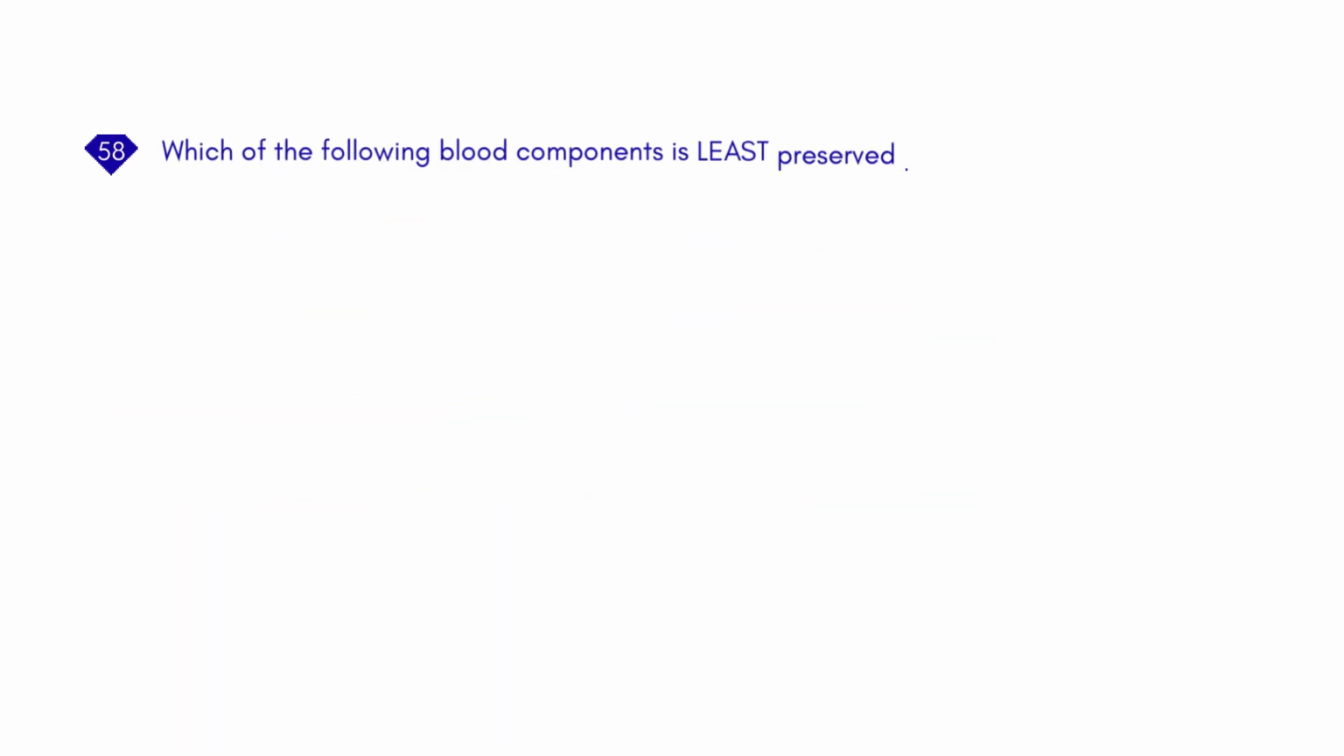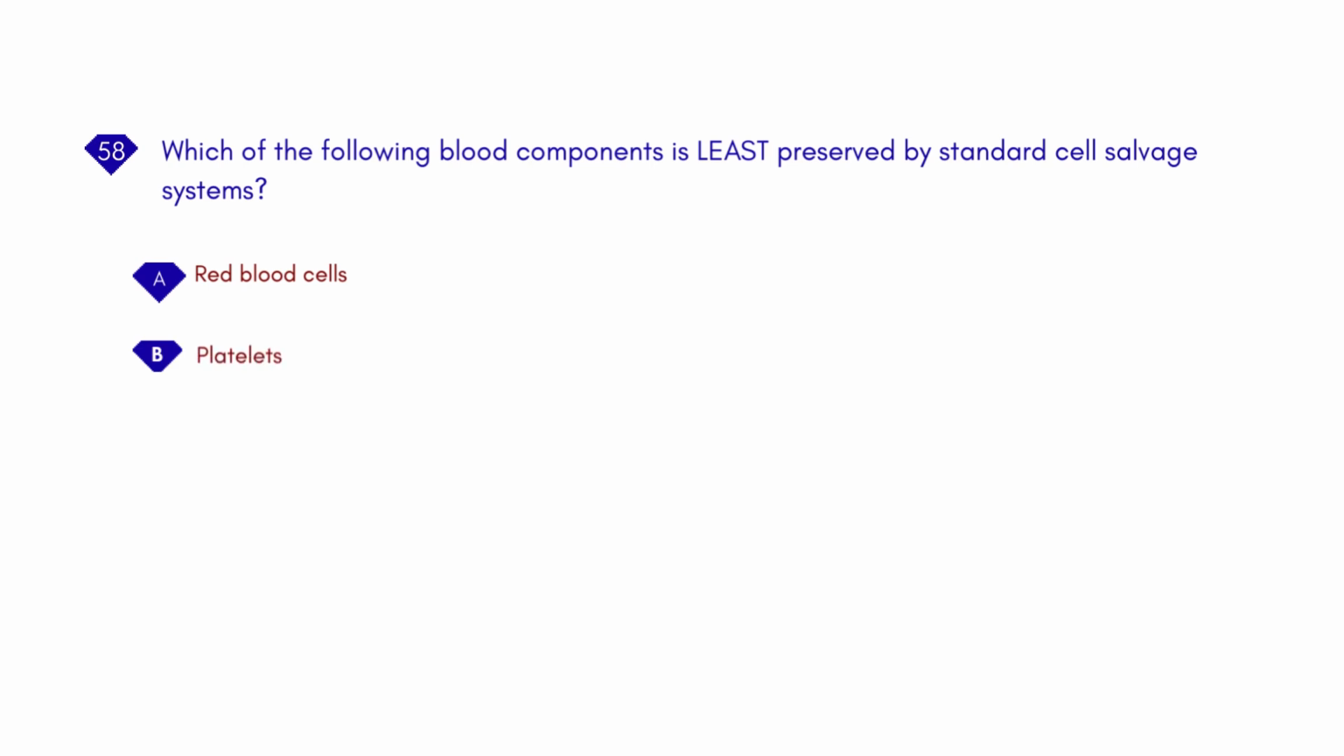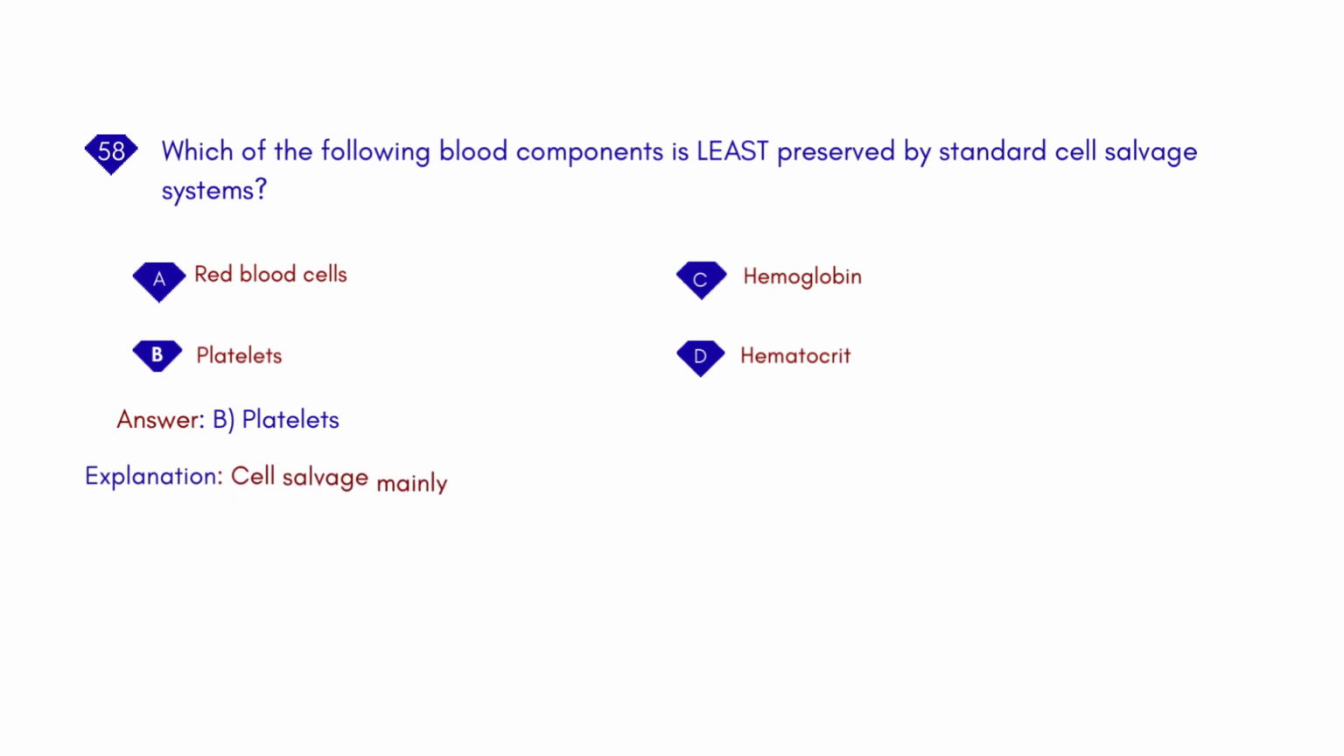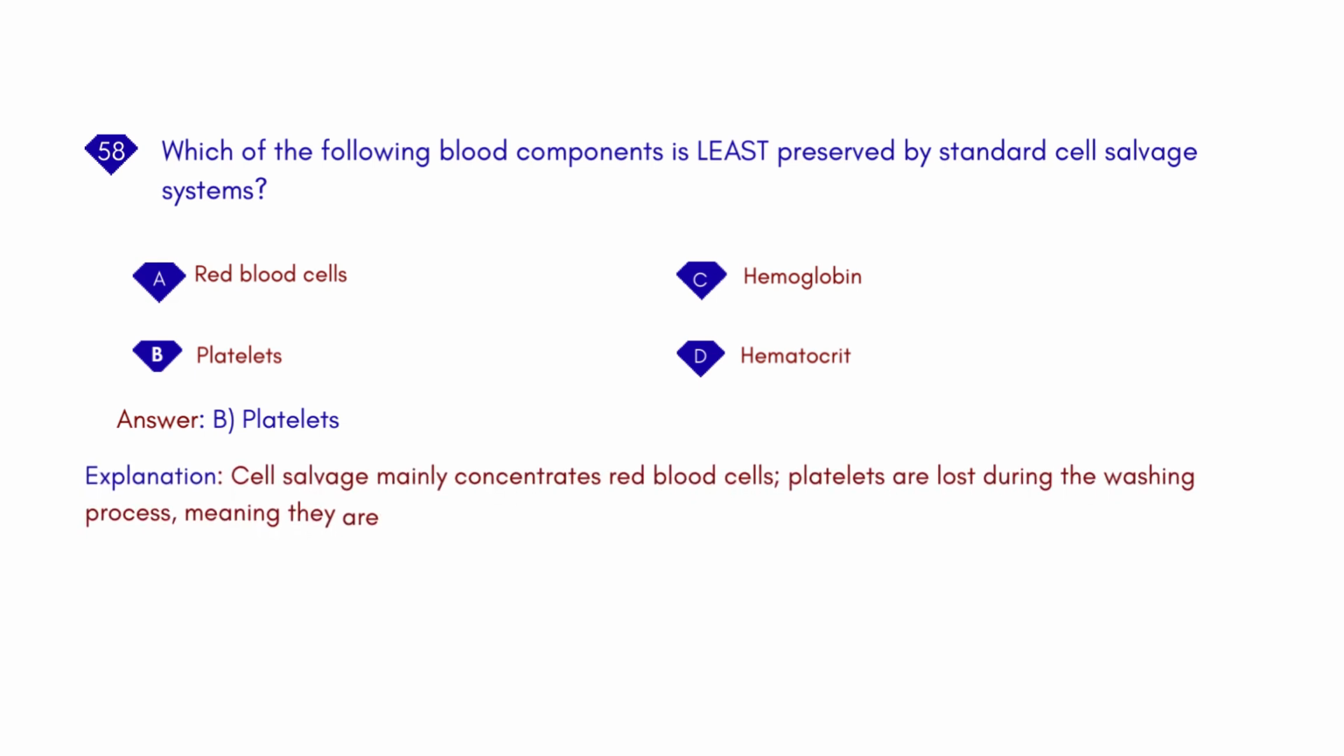Which of the following blood components is least preserved by standard cell salvage systems? A. Red blood cells. B. Platelets. C. Hemoglobin. D. Hematocrit. Answer: B. Platelets. Explanation: Cell salvage mainly concentrates red blood cells. Platelets are lost during the washing process, meaning they are not well preserved by standard salvagers.